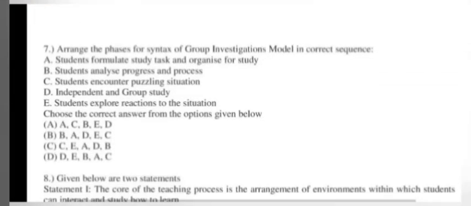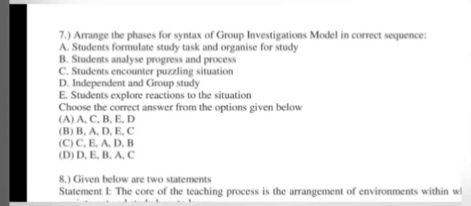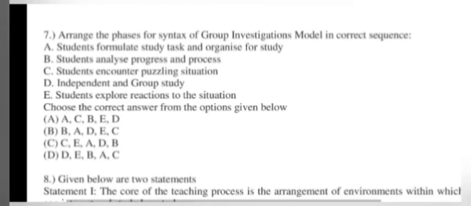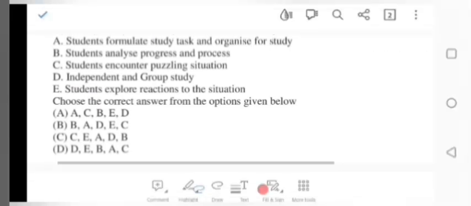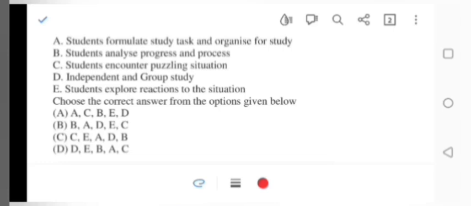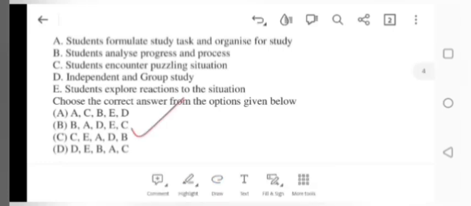Next, arrange the phases for syntax of group investigations model in correct sequence. A, B, C, D, E. A, students formulate study task and organize for study. B, students analyze progress and process. C, students encounter puzzling situation. D, independent and group study. E, students explore reaction to the situation. After reading this, now we have got these 4 options. Choose one. The correct option will be, first C will come, then E, then A, then D, then B. C, E, A, D, B. Done.